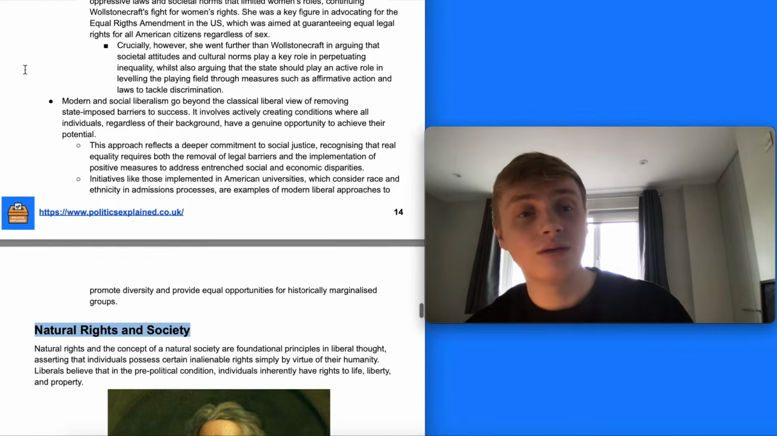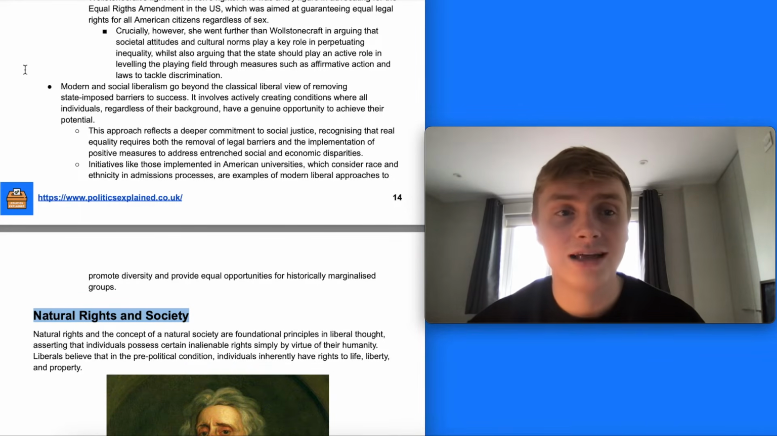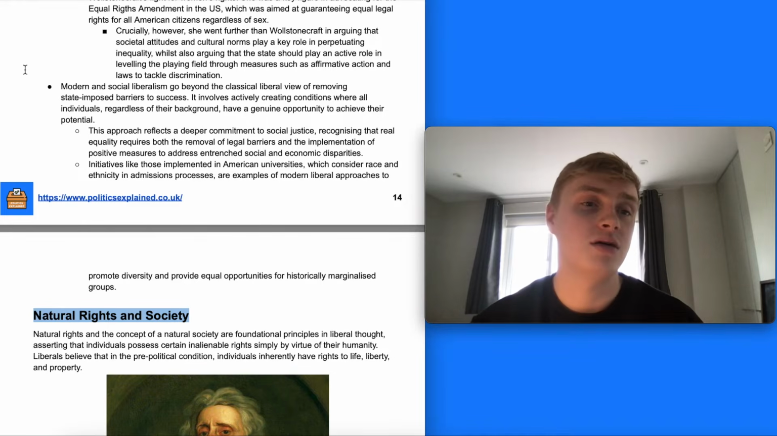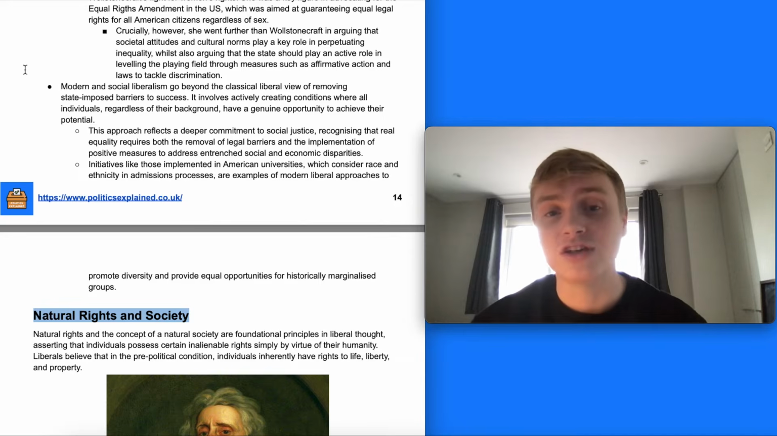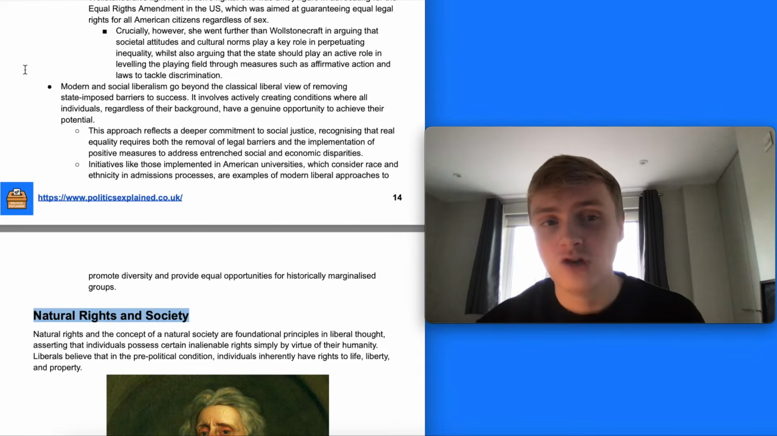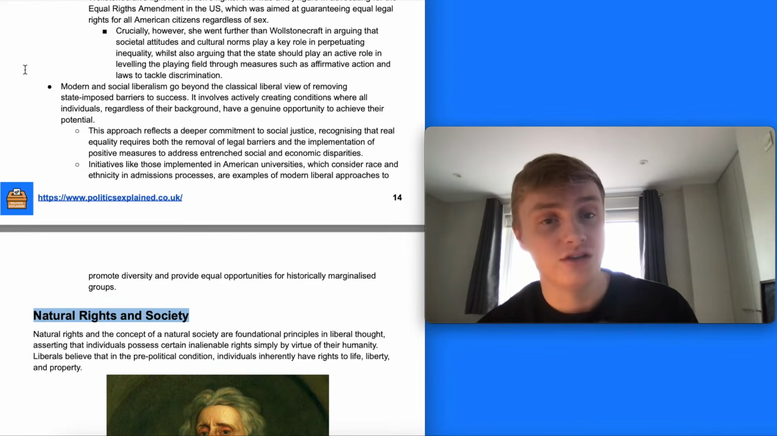So modern and social liberalism, socialism as part of modern liberalism, go beyond the classical liberal view of simply removing state-imposed barriers to success. Actually, the state should actively create the conditions for equality, where individuals, regardless of their background, have genuine opportunities to achieve their potential. So it's not a meritocracy just by leaving it alone. You actually need to create that meritocracy and create that equality of opportunity.